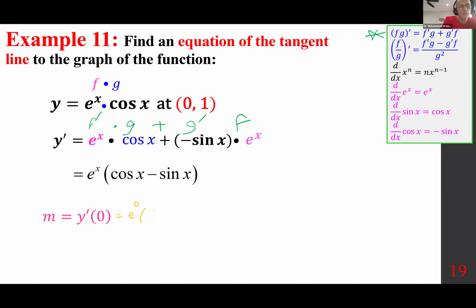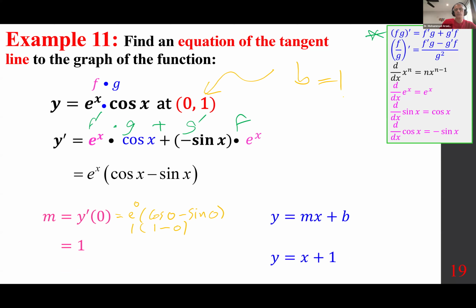E to the power of 0, cosine of 0, minus sine of 0. As you know, e to the power of 0 is 1, cosine of 0 is 1, sine of 0 is 0, so the answer is 1. And now, instead of y minus y1 equals m times x minus x1, we're going to use y equals mx plus b, because this is the y-intercept and b is 1. So y equals mx plus b results in y equals x plus 1.